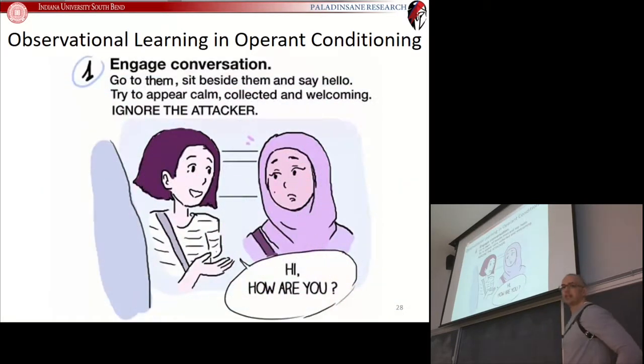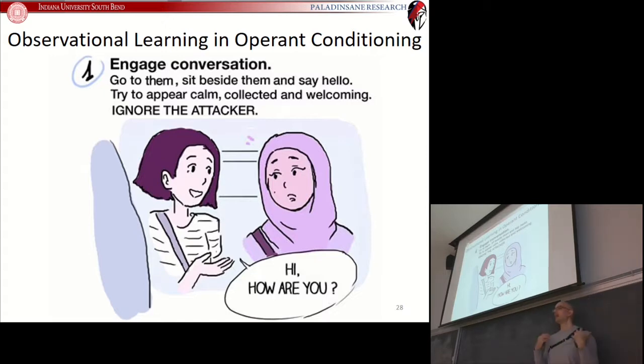And it basically says, engage in conversation, go to the person that's being harassed, sit beside them and say hello, try to appear calm, collected and welcoming, ignore the attacker. So you're modeling behavior in this instance. You're saying, all right, I am calm. Here's some calm behavior. Why don't you take a look at me and maybe you're more likely to be calm yourself. Here is collected and welcoming. Observe my behavior. The harasser is more likely to be collected and welcoming.